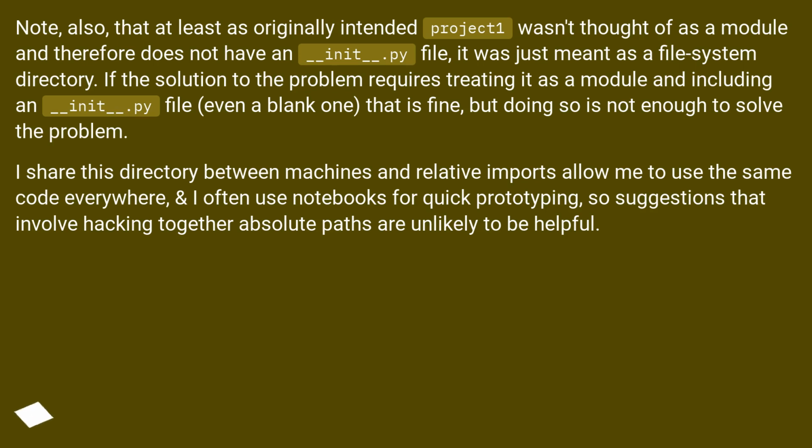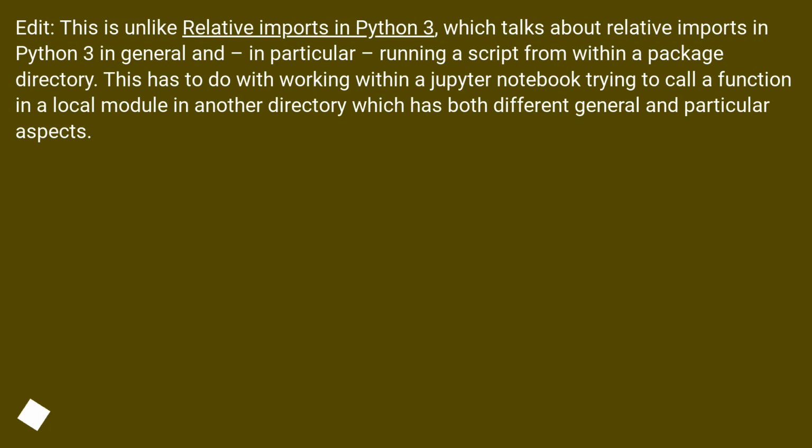I share this directory between machines, and relative imports allow me to use the same code everywhere, and I often use notebooks for quick prototyping, so suggestions that involve hacking together absolute paths are unlikely to be helpful. Edit: this is unlike "Relative imports in Python 3", which talks about relative imports in Python 3 in general and, in particular, running a script from within a package directory. This has to do with working within a Jupyter Notebook trying to call a function in a local module in another directory, which has both different general and particular aspects.